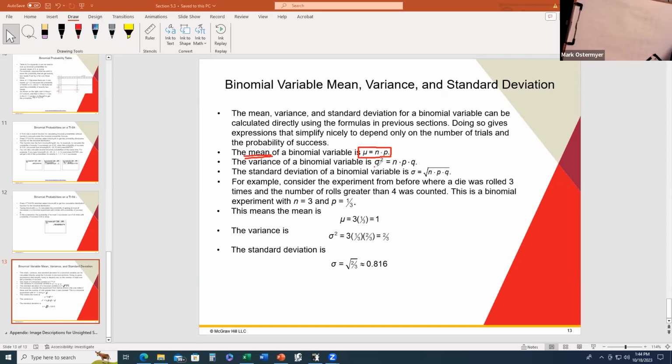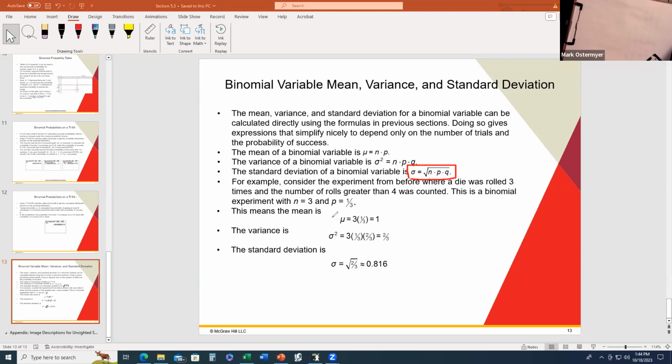The variance of a binomial probability distribution is always n times p times q, which is to say n, the number of trials, times p, the probability of a success, times q, the probability of a failure. And if you take the positive square root of the variance, you generate the standard deviation of a binomial probability distribution, which is the positive square root of n times p times q.